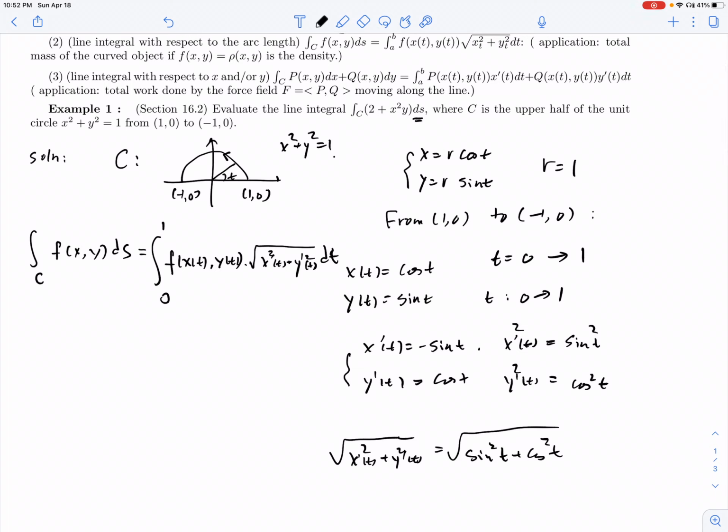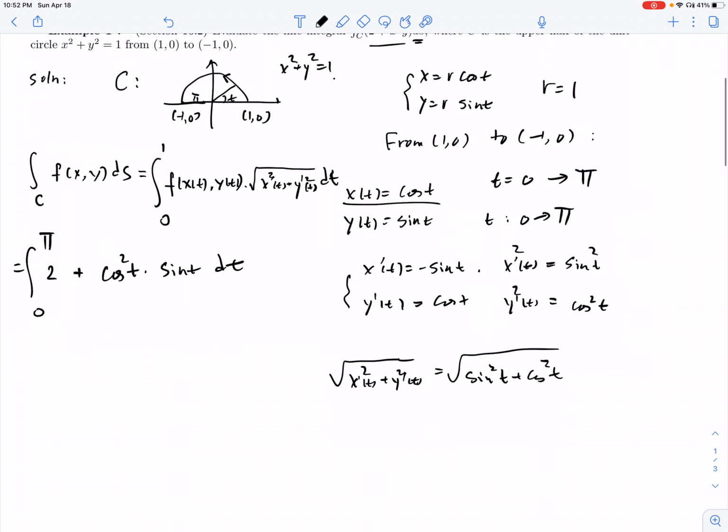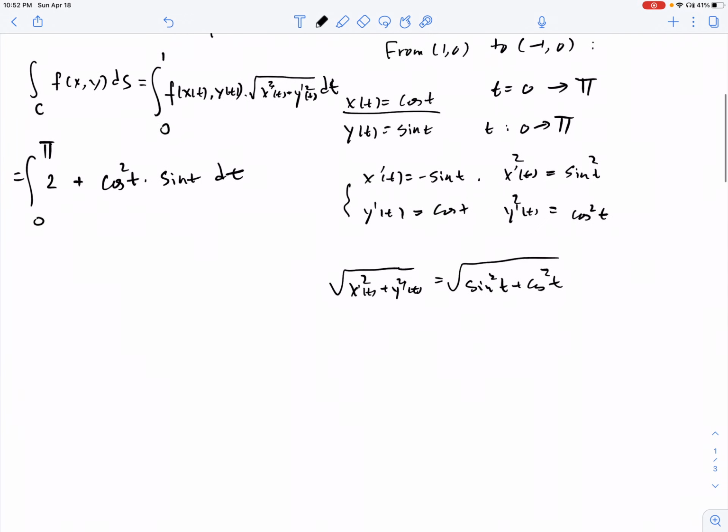And also, we look at the integrand. We have in this place 2 plus x squared. So this is going to be from 0 to pi, because this is the pi angle. This is 0, this is pi, right? So 0 to pi of 2 plus x squared. x is cosine t, so cosine squared t, and y is sine t, and dt. Okay. So now we're going to evaluate this.